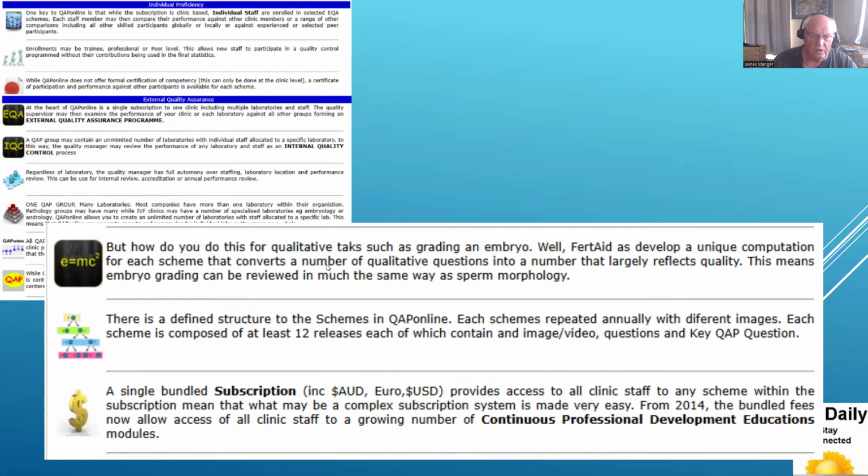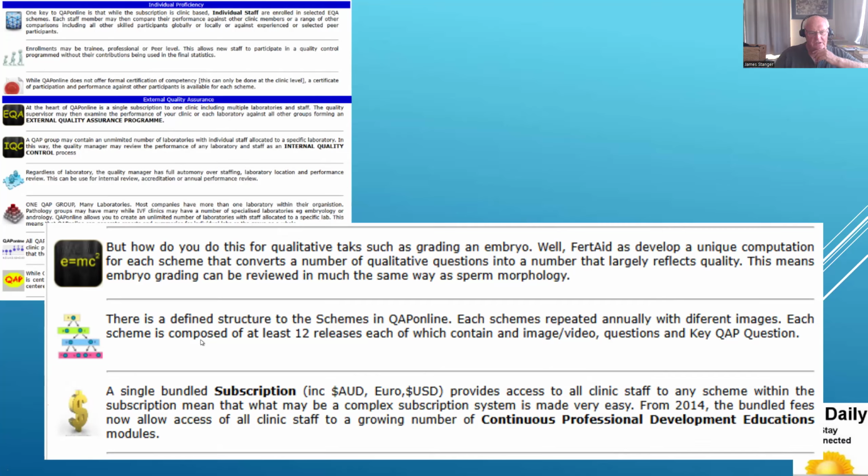But how do you do this for qualitative tests such as grading an embryo? Well, FertAid has developed a unique computation, which the current term is algorithm, for each scheme that converts a number of qualitative questions into a number that largely reflects quality. This means that embryo grading can be reviewed in a similar way as sperm morphology, and it works better in some schemes than others. But basically, the data you get tells you whether you are consistently scoring that embryo at a higher or lower value. So even though it's just a score, you can compare people.